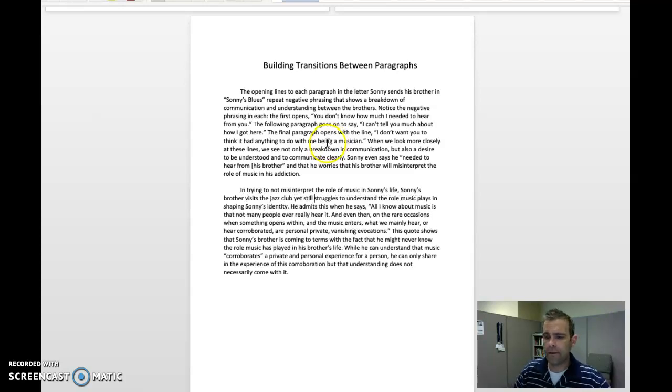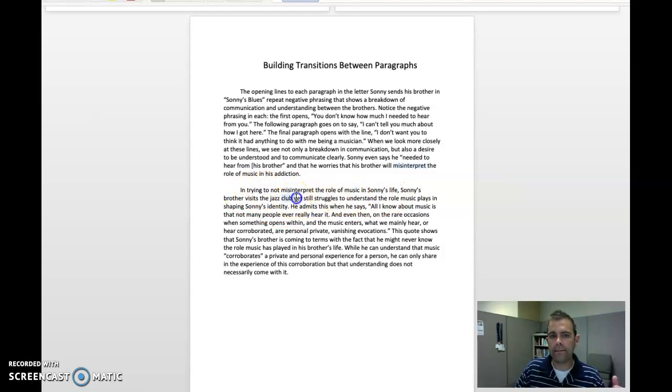So what we've added here is a line that just explains how we got from one to the other. We say, you know what, we are interested in pursuing this thread of misinterpretation. We're going to bring that line in, and we're going to make sure that the reader knows we are going from the misinterpretation of the role of music to see how this goes.